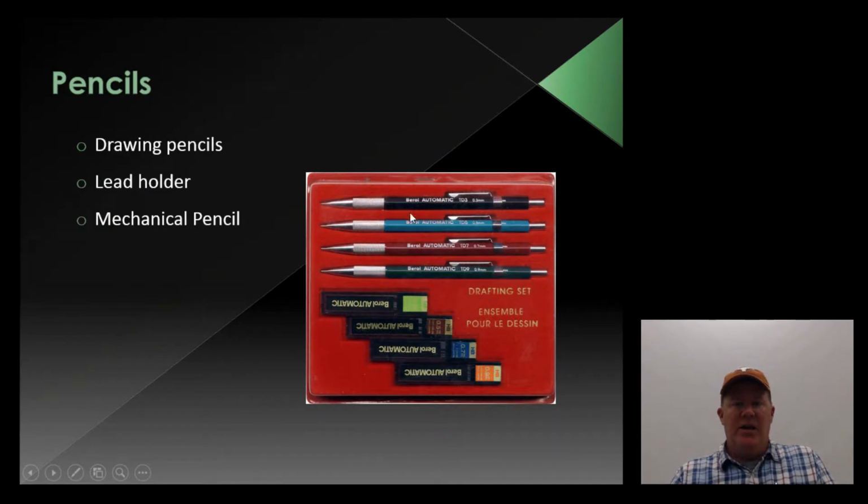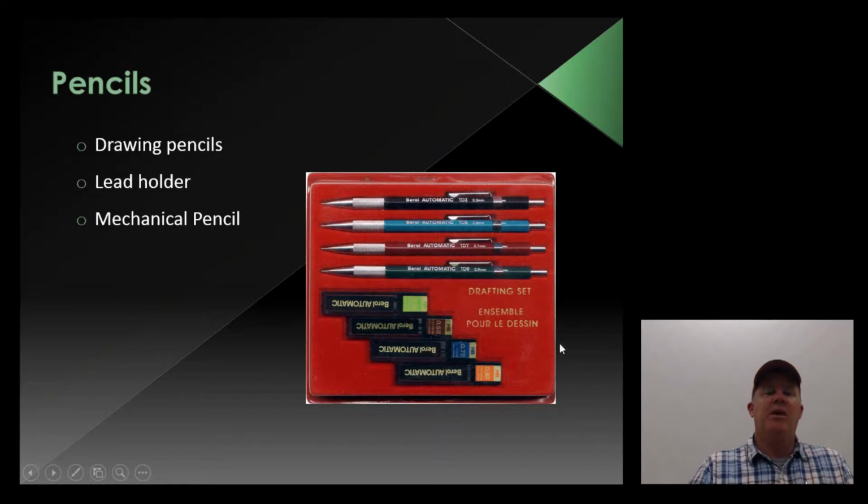There's a nice set. These are like your lead holders. No, actually, no. Because you got 0.3, 0.5, 0.7, 0.9, and I didn't mean to say 0.03 in the previous slide, but 0.3, 0.5, 0.7, 0.9. Here's your different leads. Looks like we got HB 0.5, HB 0.7, HB 0.9, and that would be HB 0.3. And these little tubes like this, you can get the difference. This is HB, so you can get the B, you can get the H leads in the same size.